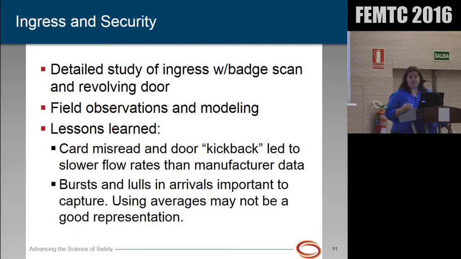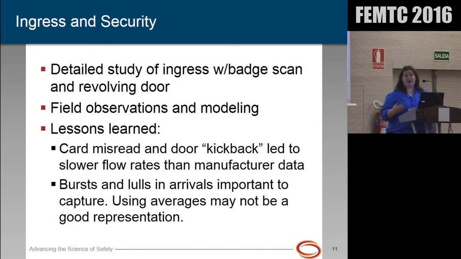The second thing that we were able to do that we found very significant was to go out to another site and look at the equipment itself and see it being used on site by real people and measure flow rates. And the big thing that came out of that analysis was that the cards often misread, and the kickback led to a much slower flow rate than the flow rate that the manufacturer had given. So if this study had been done without that additional information, the bursts and the actual real throughput, we would have found a much smoother process.